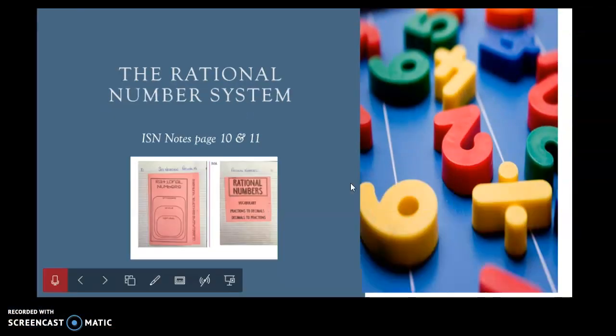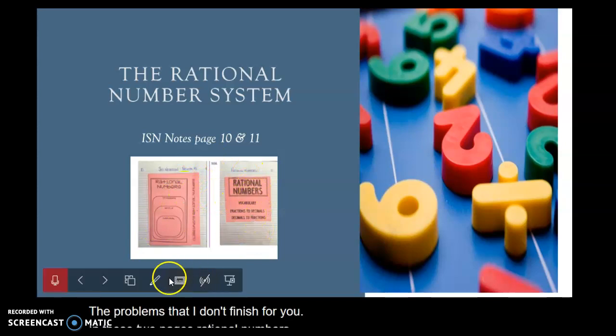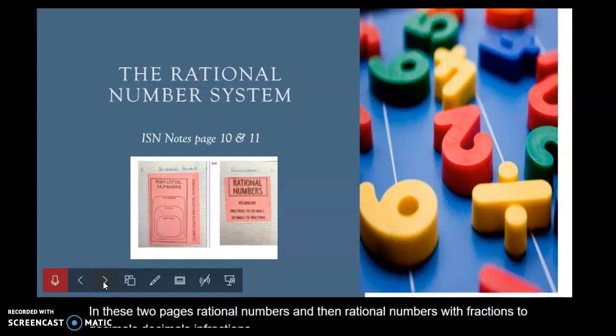This is going to be the video for page 10 and 11 in your ISN. You can get the notes and finish any of the problems that I don't finish for you in these two pages: rational numbers, and then rational numbers with fractions to decimals, decimals to fractions. Page 10 and 11, if your ISNs are put together, these are the pages. If they're not, find them.